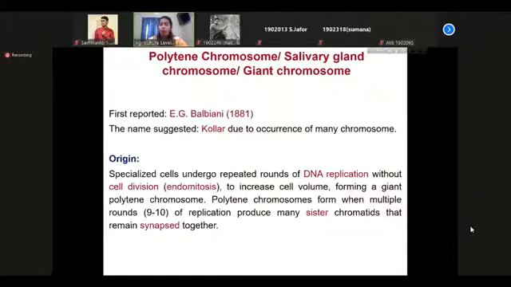Polytene chromosome forms after multiple rounds, 9 to 10 repetitions, of sister chromatid replication, and the chromatids are synapsed together. That means they are together. It's called synapsed. That means 9 to 10 rounds of synthesis, but the cell did not undergo centromeric division in the metaphase. It is also called endomitosis. That means mitosis occurred, but the centromere didn't break down in the metaphase. It is called endomitosis.